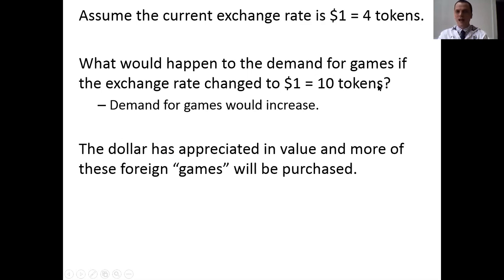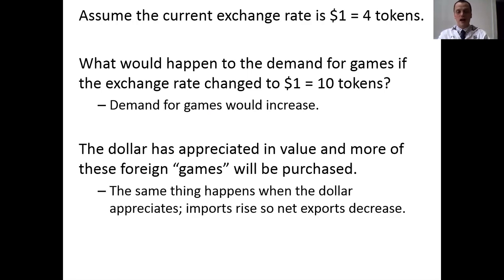Chuck E. Cheese tokens have depreciated, and there's going to be more of a desire to play these foreign games or to get these foreign goods and services. The same thing happens when the dollar appreciates. Imports rise, so net exports decrease, okay, in this case. So if the dollar becomes stronger, you guys may have heard people talk about the dollar in terms of gaining strength. Certainly sounds like a good thing, and in many ways it is.